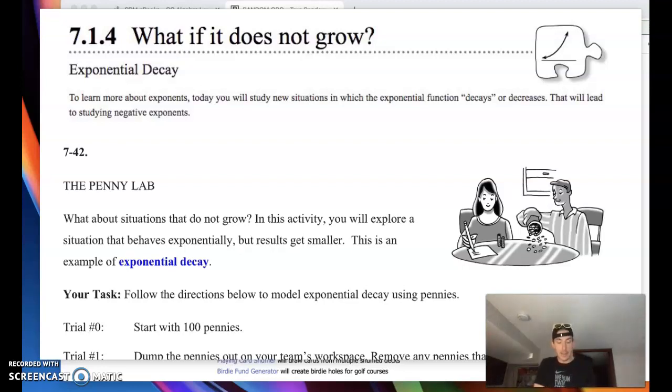And today our job is to answer the question, hey, what if we don't see growth? And we're going to start to talk about exponential decay. To learn more about exponents, today we're going to study new situations in which exponential functions decay or decrease. This will lead to studying negative exponents. So we know a little bit about negative exponents already, and we're going to talk about decay today and hopefully make a connection.